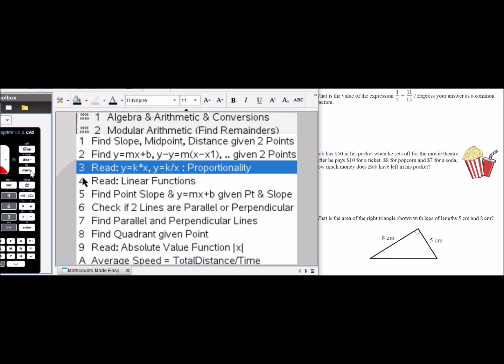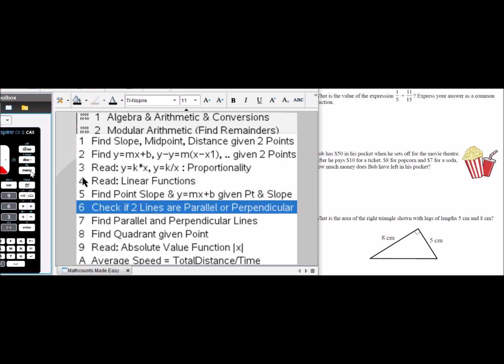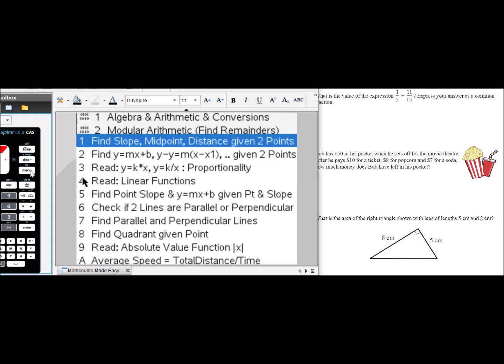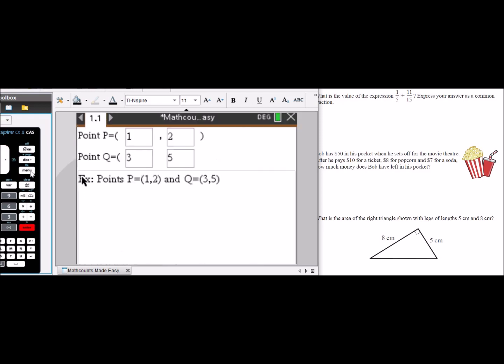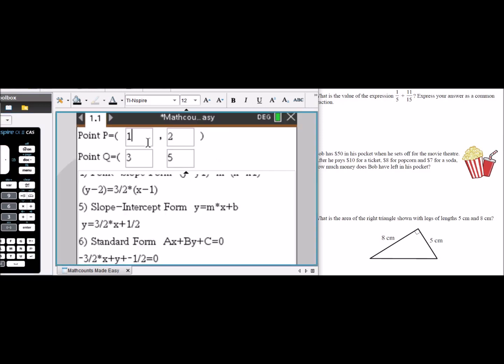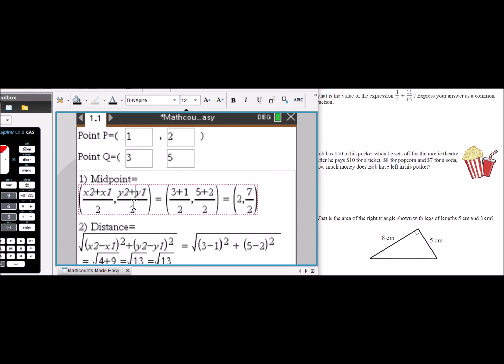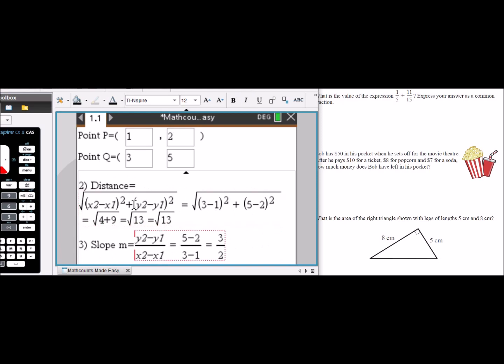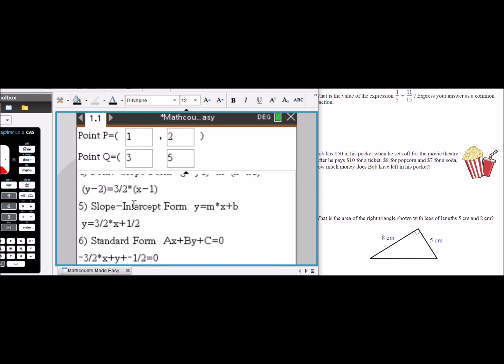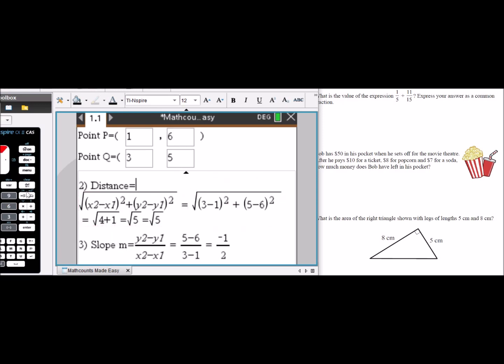Points and lines, you can solve problems that deal with parallel lines, perpendicular lines. If you're given a slope, or find the slope given 2 points. Say you're given 2 points like this one here, 1, 2, and 3, 5. You can quickly find the midpoint, the distance, the slope, the point slope form, the slope intercept form, the standard form. So this is a really convenient feature here, and if you change one of your point values, you immediately have the new solution here. So it's a big time saver.